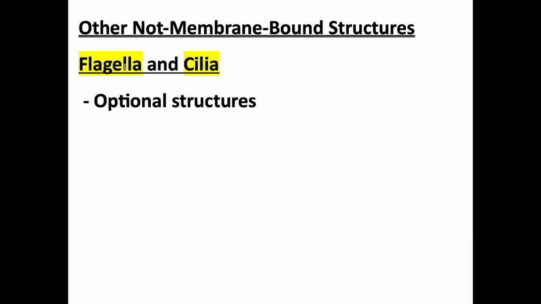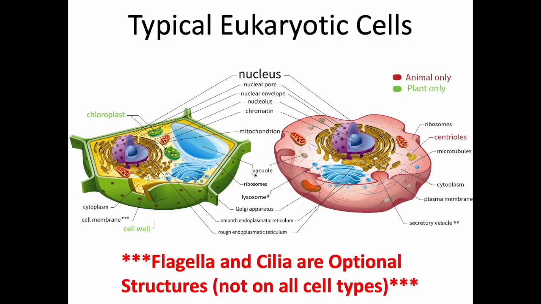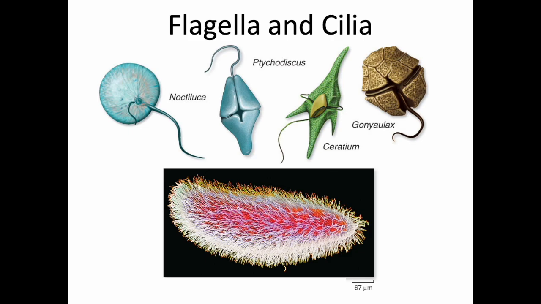Some cells will have flagella, but not cilia. Some cells will have cilia, but not flagella. Some cells will have both, and some cells will have neither. So what are these things? Well, these are structures that exist on the outside of the cell. Flagella are these long whip-like structures. Cilia are these short, sort of fuzzy hair-looking structures.